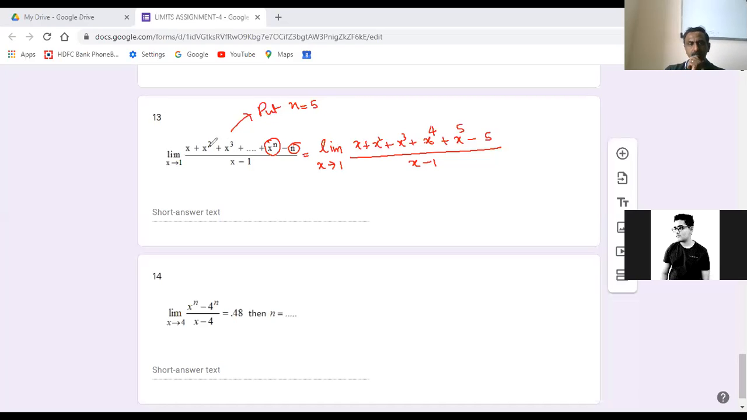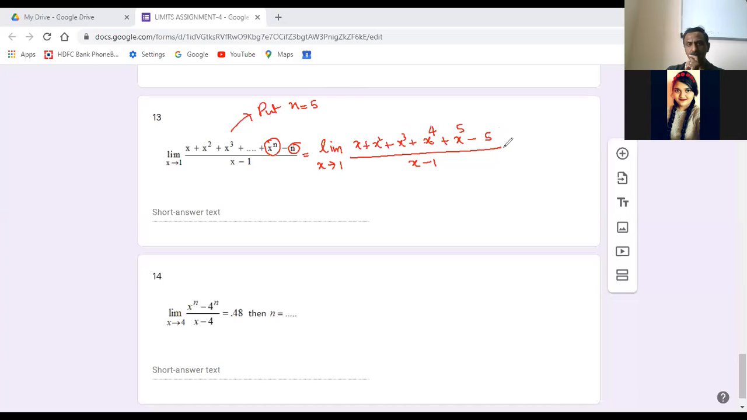Okay. So n's value I put as 5. So this n's value is also 5. So how many x terms are there here? Five. And what is the number here? 5. Are they all matching? Suppose n became 10. Then the power here also will be 10. This also will be 10. So they will always be matching. The number of terms here and this number will be the same.